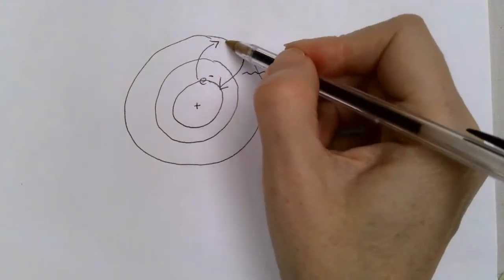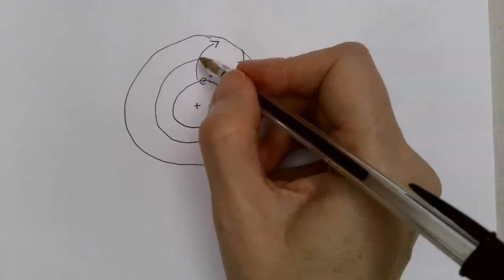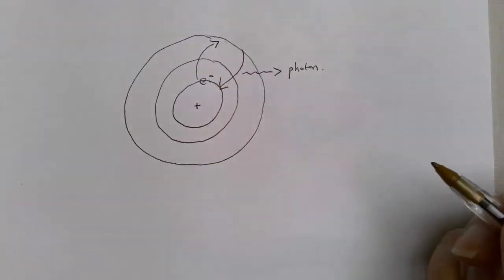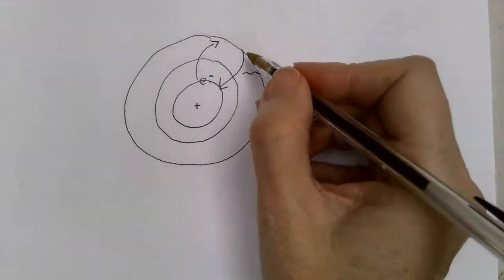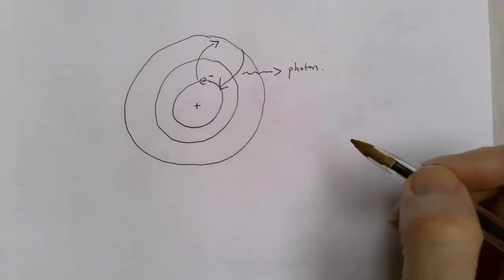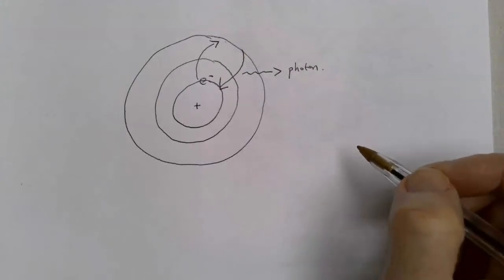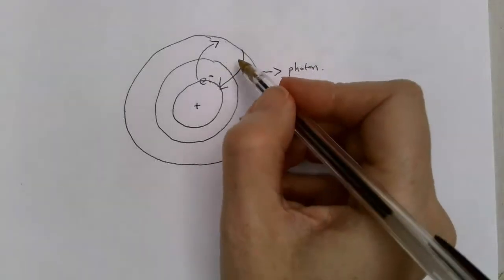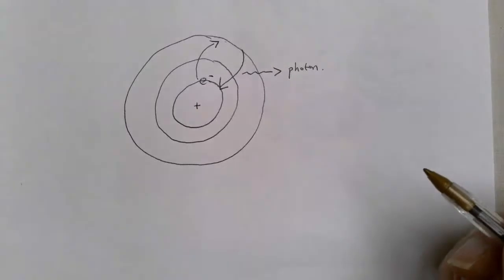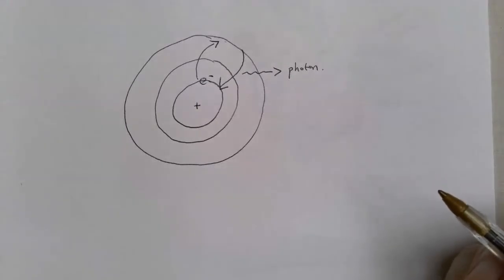The electron promoted to the higher energy level is unstable in that shell or orbital. So as it drops back down to the lower energy level, it will release energy in the form of a photon. Now the gap that it drops back down will give me a specific frequency of light.